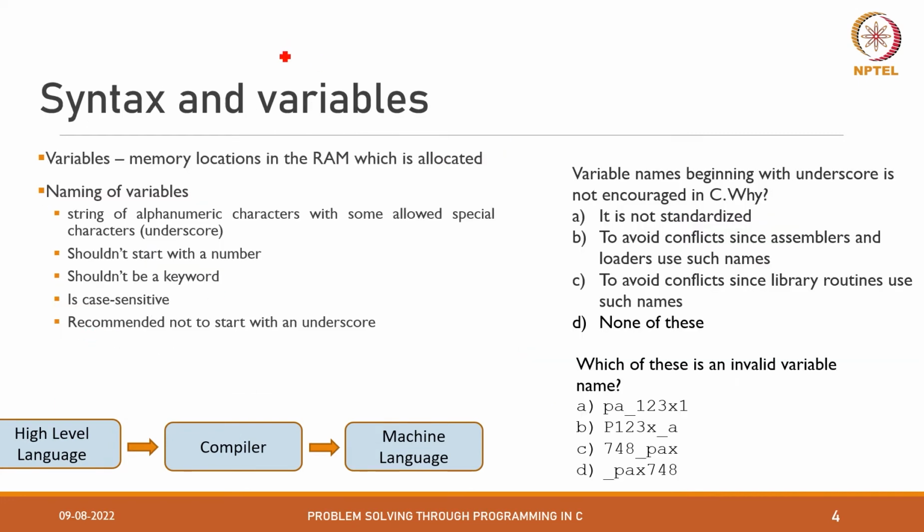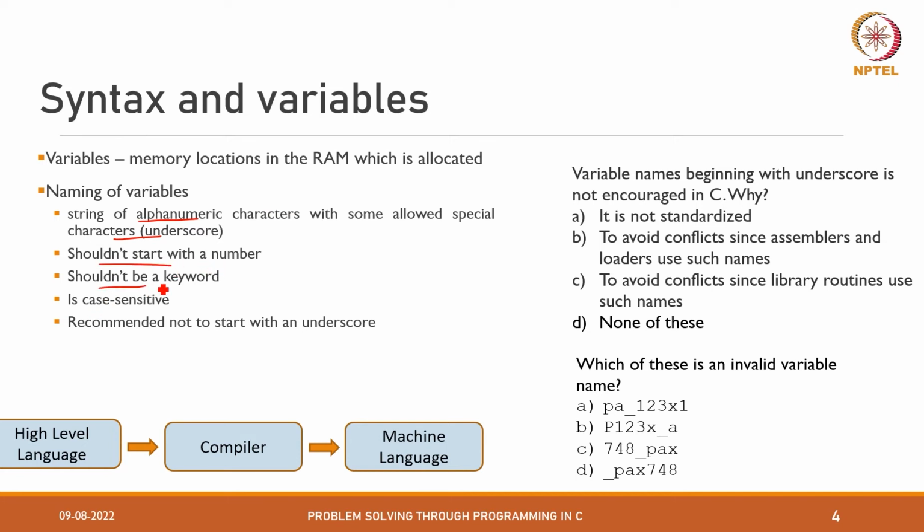We also learned in this week about the syntax and the variables and how to name the variables. Variables, as we know, are memory locations in the RAM, which are allocated during compile time. And the naming of variables follows a particular convention. First, it can be alphanumeric in nature, along with some special characters such as underscore and so on. The second point is that it shouldn't start with a number. This is quite important. It shouldn't be a keyword.